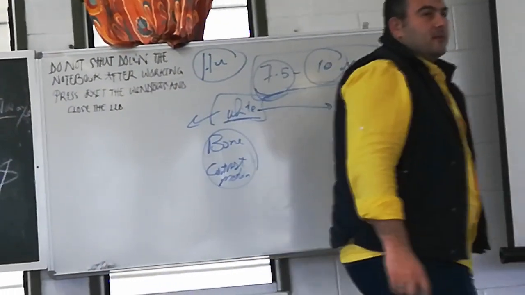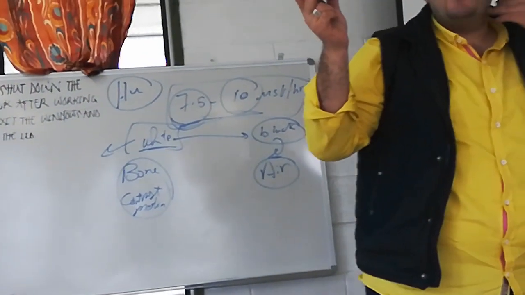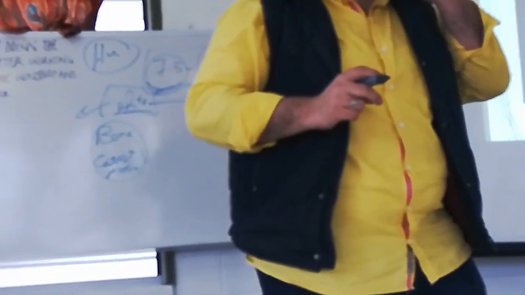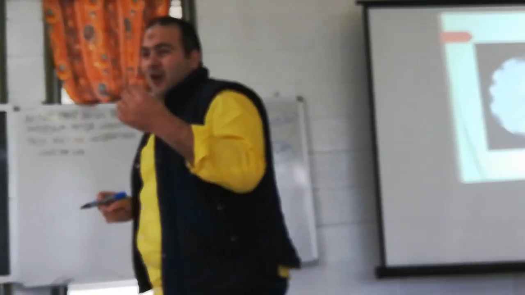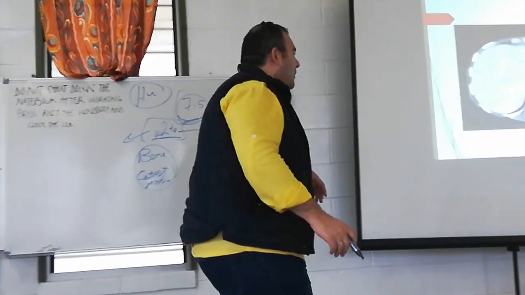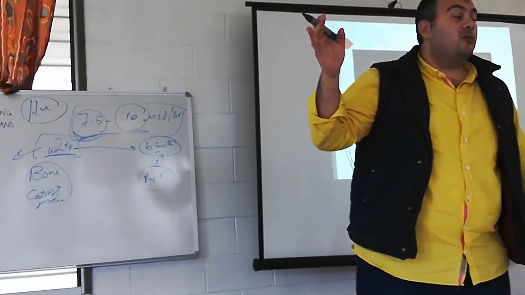Hounsfield unit, mean CT number. Mean CT number means the density. It represents the density of this tissue, and it represents the attenuation of this tissue. If you are talking about bone, you will find the density of bone is different than water or air.